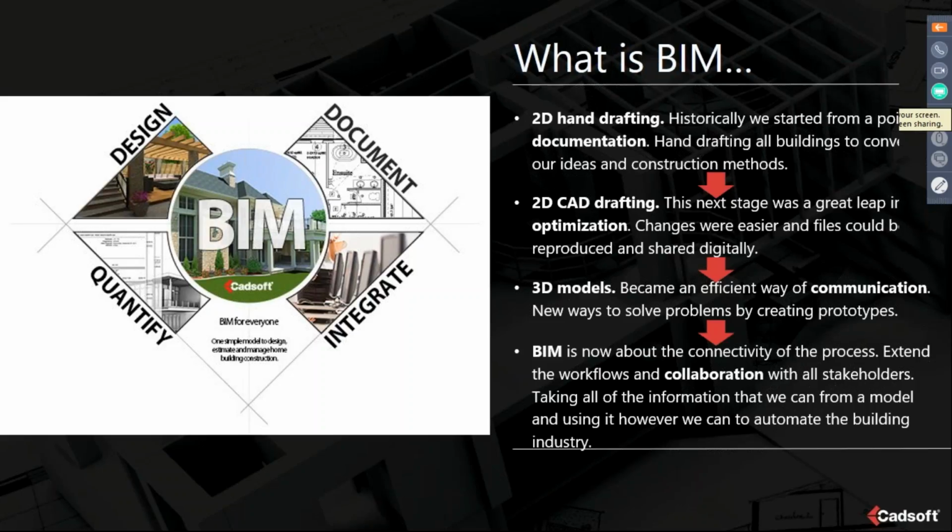And BIM is building information modeling. It's about connecting the processes when we're building a home. So we're extending all of those workflows and we're collaborating with everyone that's involved in the job, right from the homeowner at the very beginning all the way until all of the lumber arrives on site. The BIM model can be used. So it's taking information from that 3D model, but making it an intelligent 3D model, so everything in the model is connected and knows what it is, and we can draw information from it and use it to automate the building industry.